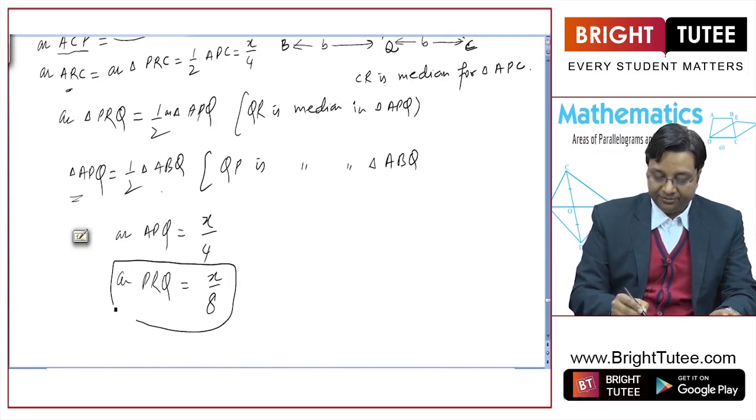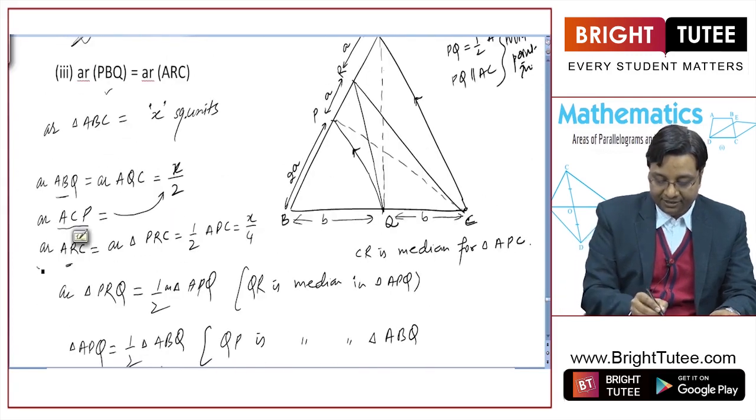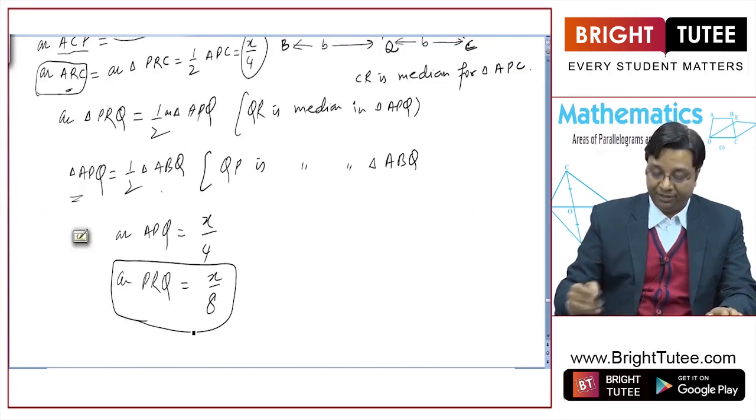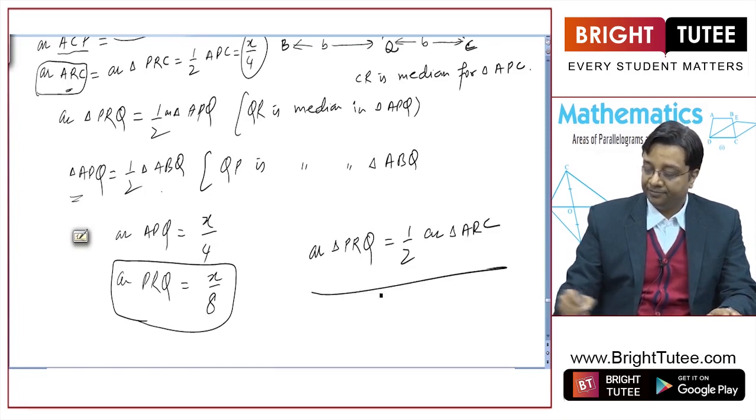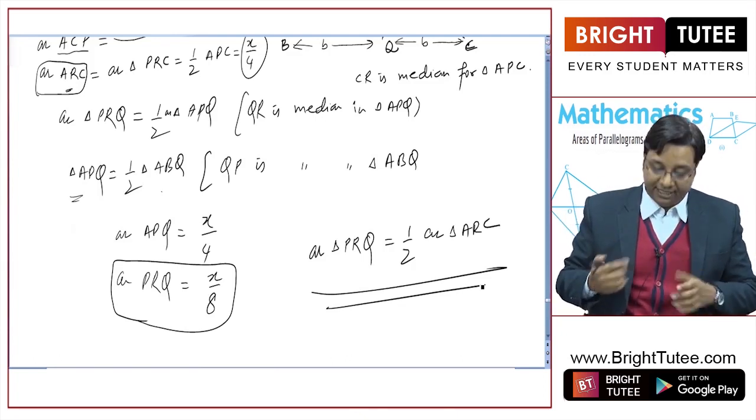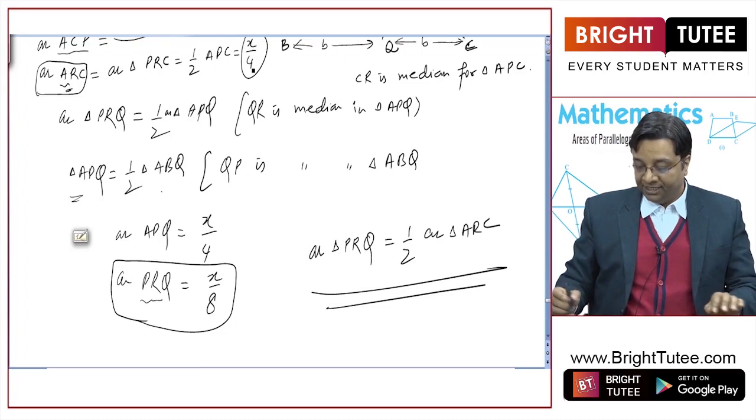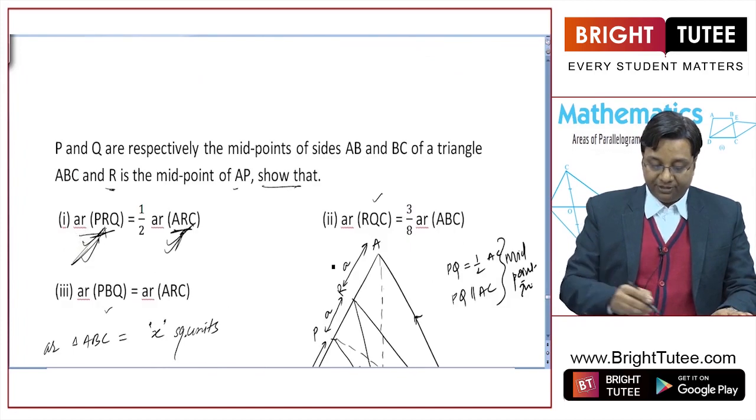Okay, now I need to compare PRQ with ARC. PRQ is X by 8. ARC, where is ARC? ARC is X by 4. So ARC is just double of PRQ. So I can say area of triangle PRQ is half of area of triangle ARC. How did I get this? By comparing it with the bigger triangle, area of ABC, that I considered as X. So I found that area of PRQ is X by 8, area of ARC is X by 4. So area of ARC is double of area of PRQ. So the first part is done.